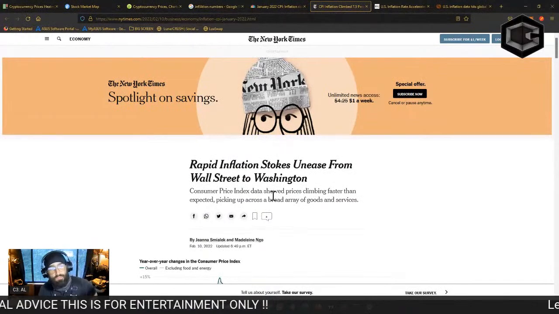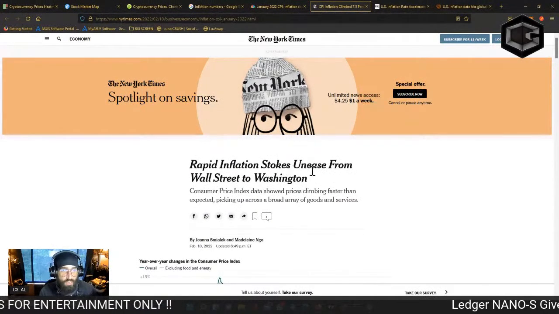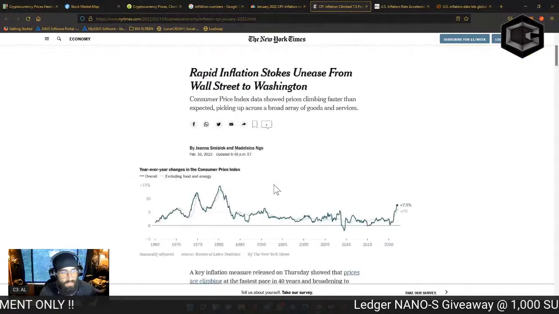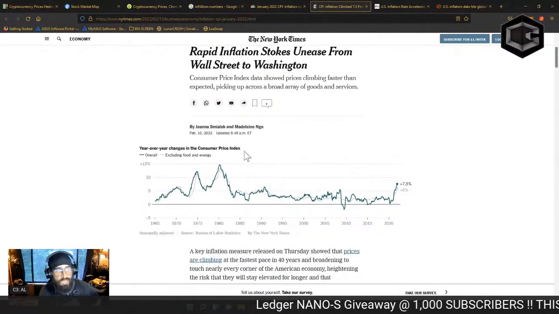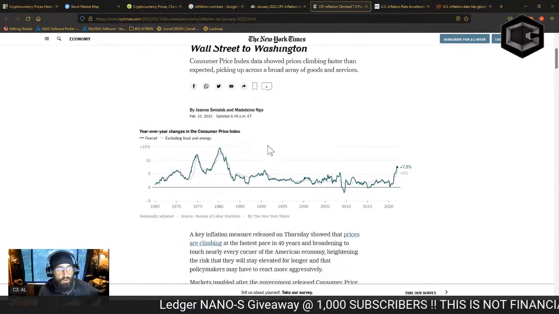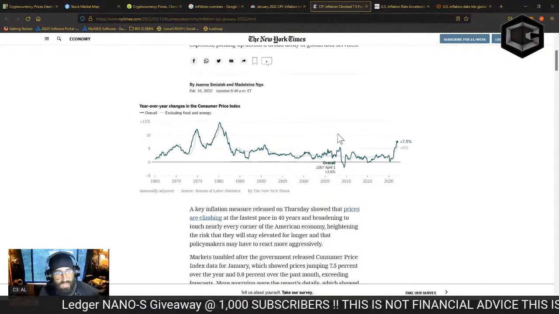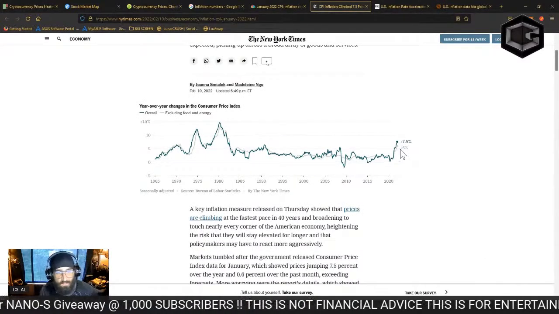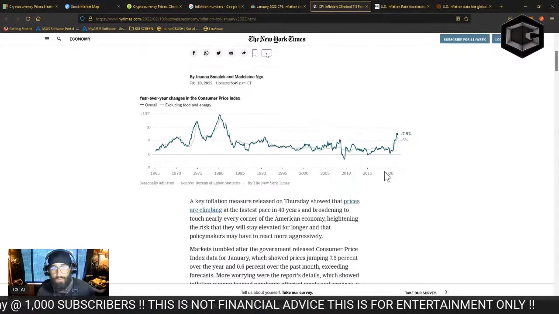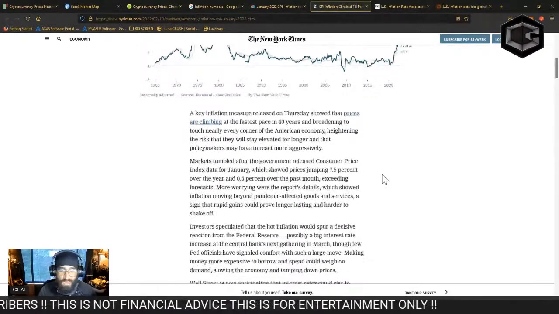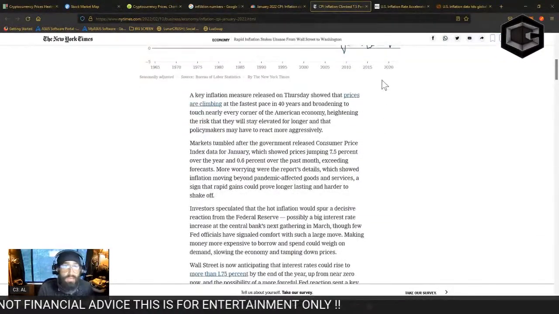We have the New York Times Spotlight on Savings: Rapid inflation stokes unease from Wall Street to Washington. So you can see this is the year-over-year change to the consumer price index overall, and this excludes food and energy, and it is up 7.5% above the 6% projected. So we're about 1.5% above projection, which is panicking people, and understandably so.